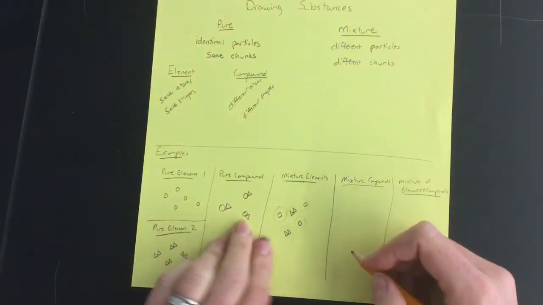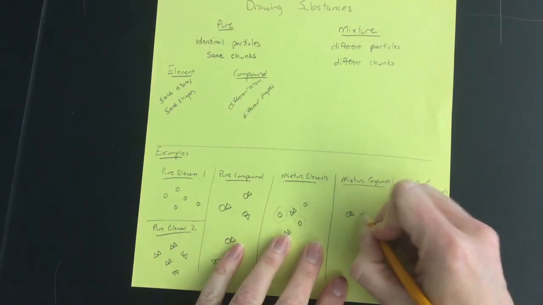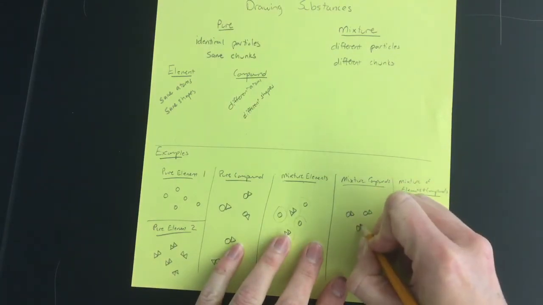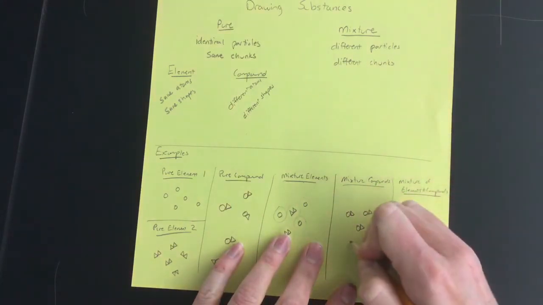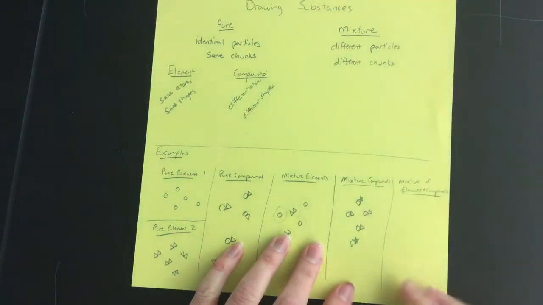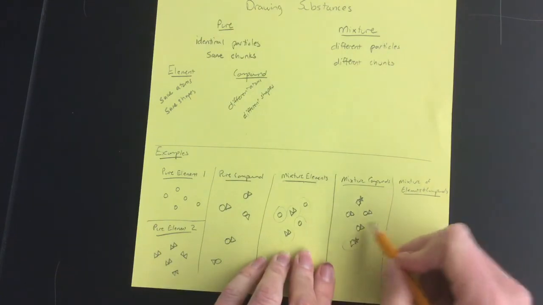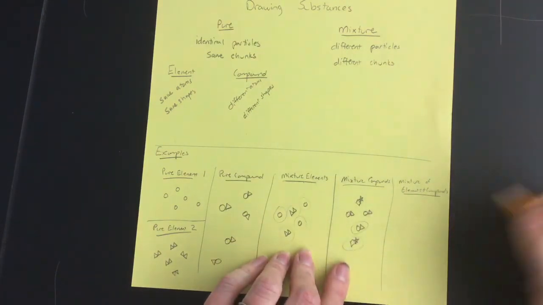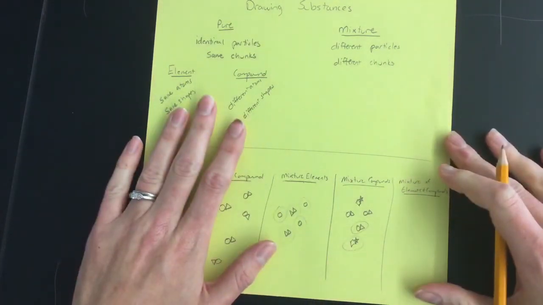I'm going to do the same thing with compounds. So I'm going to use a couple of these circle triangle guys. That's a good compound. And then maybe I'll make my other one square star. It doesn't really matter exactly what they look like, but notice how I have this one and I have this one. So those are my 2 different compounds in the same container.